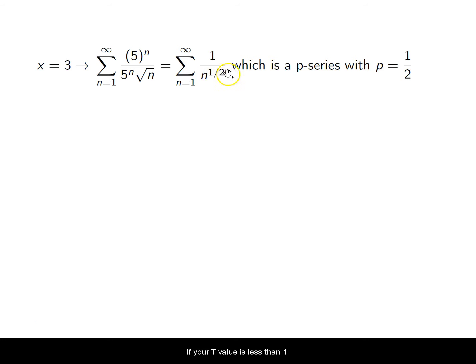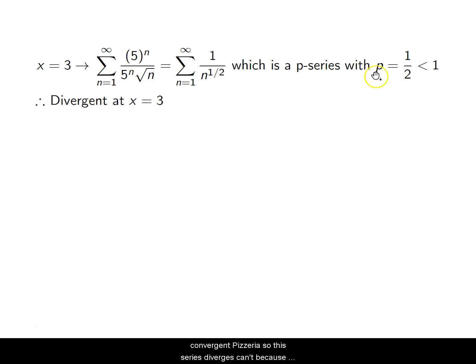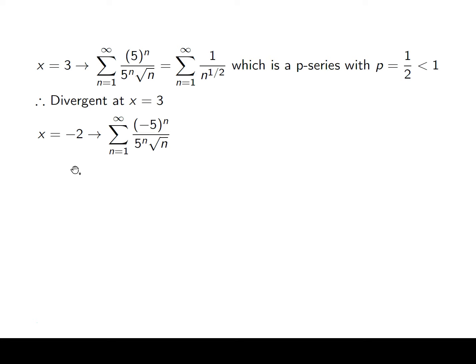If your p-value is less than 1, I should say this again, 1 or less, then you're divergent. You need to have a p-value larger than 1 in order to be a convergent p-series. So this series diverges, because it is a divergent p-series, this is not larger than 1, right? So I diverge at the right endpoint. So now I check the left endpoint, x equals -2. I do the same thing, I plug in -2 everywhere, okay?